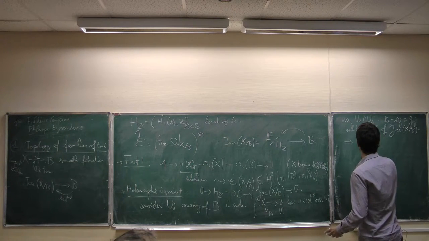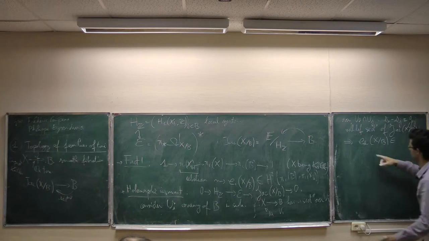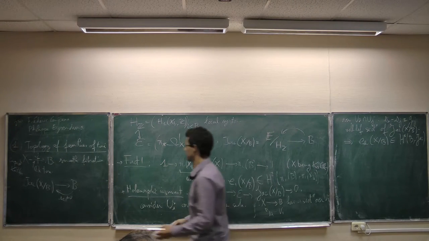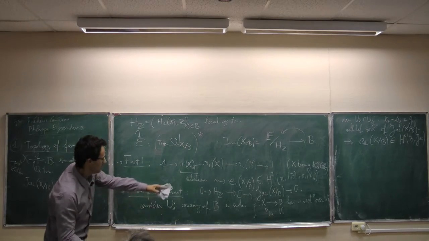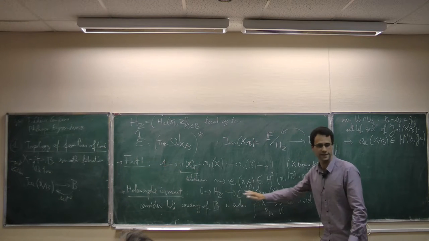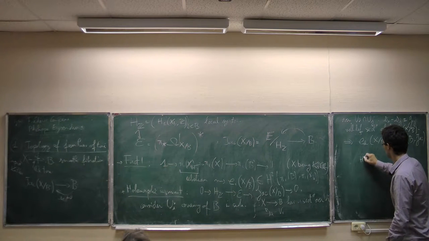So now we have E_H. This is a holomorphic class, so it depends on the holomorphic structure of X, and it sits inside this group. Okay. And now it's easy to compare these two classes. Just consider the long exact sequence associated with this short exact sequence. So we have H^1 of B.